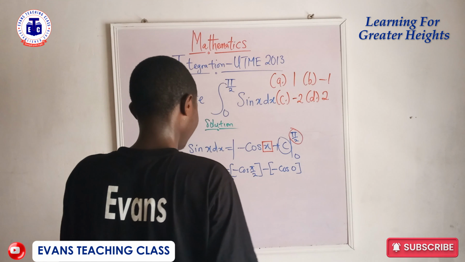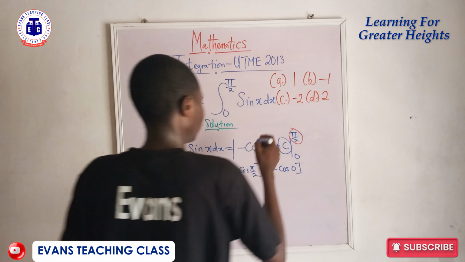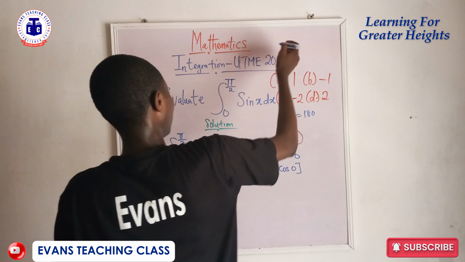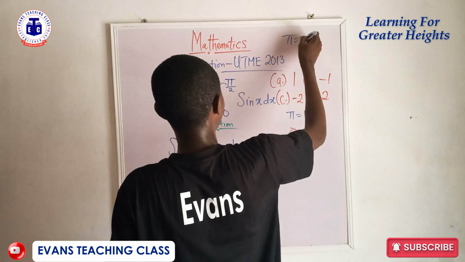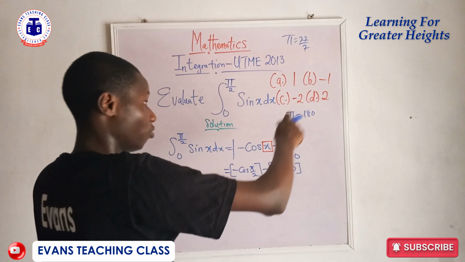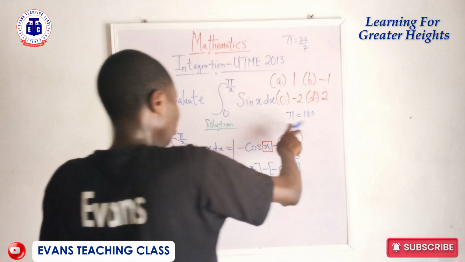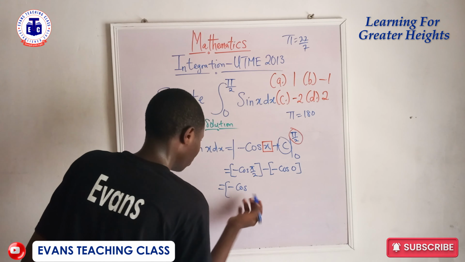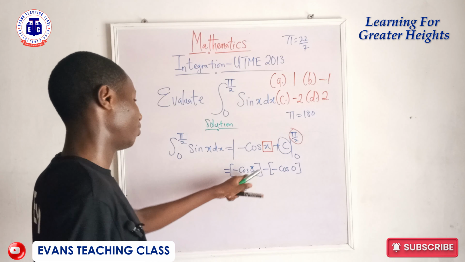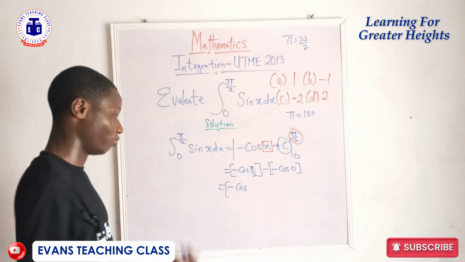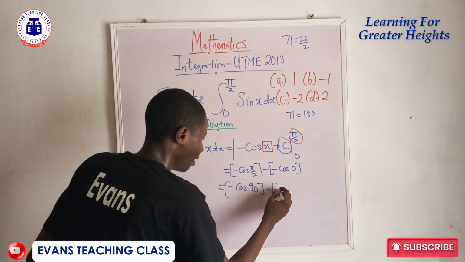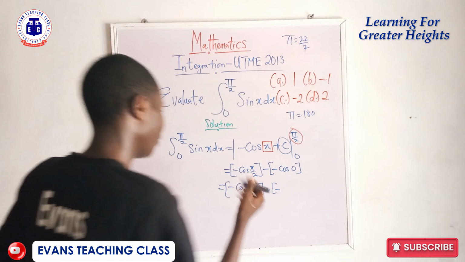Now what's the meaning of pi? You need to know that we have some things that you need to know. What is pi? Pi is 180 degrees under this aspect. Although most of you know that pi is 22/7, that's when we are not under degrees. But we are now under degrees, so your pi will be 180. So let's substitute it. It will now be minus cos. Pi is 180, 180 divided by 2 is 90. Minus cos 90, minus cos 0.